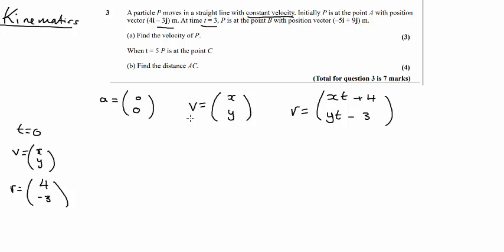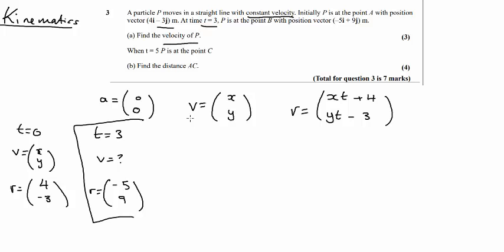Okay, at t equals 3, here's what we know. At t equals 3, velocity is still going to be the same because there's no t involved here. I know that R, so you can sort of say, it doesn't really matter. I know it's x and y, but whatever. R is going to be minus 5, 9. So again, when it says find the velocity at P, it's really saying find x and y. This is where it's going to be.